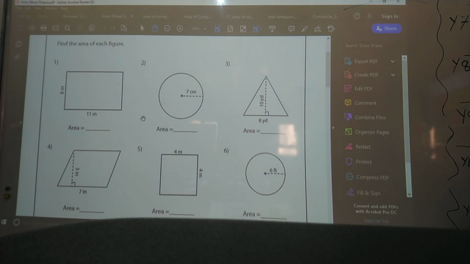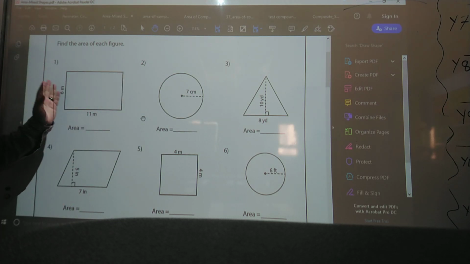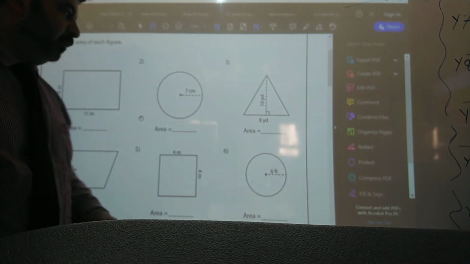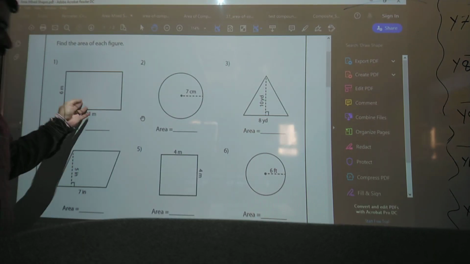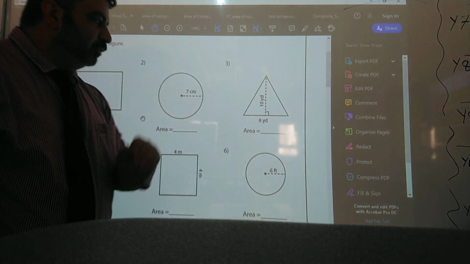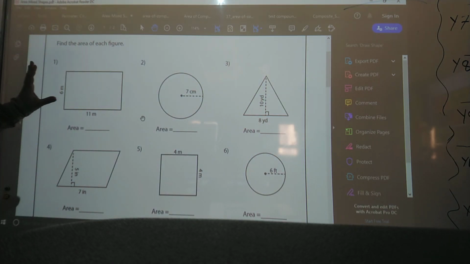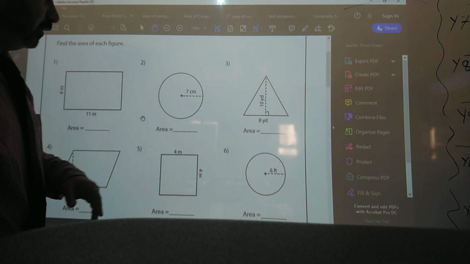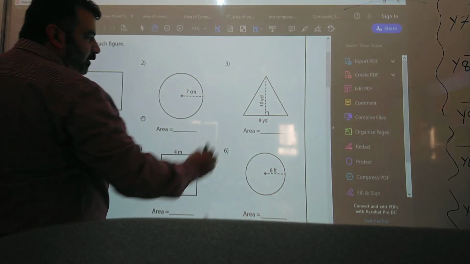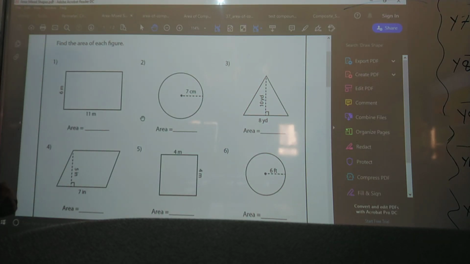Now, this is another example here. Now, can you solve this for me? Pause the video and just solve this, and I will solve it, and then you check your mistakes. Okay, so pause it, take, let's say, 3 minutes, and then you'll be able to solve it. Now, pause the video now.